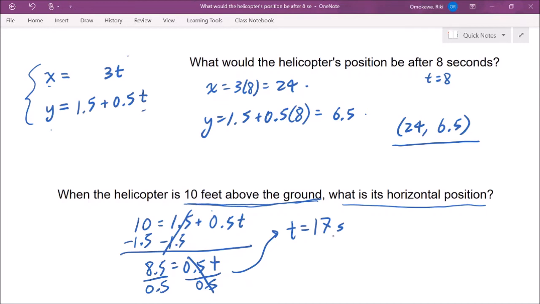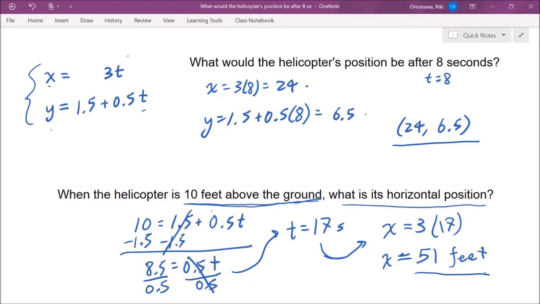And so at that time, when t is 17 and y is 10, what is x? So now we can plug this t value into our equation for x. x equals 3t, but t is 17. And so we get x is 51. And you know, this is representing some real world situation, so don't forget the units. x is 51. What is the units? That's 51 feet, right? And so again, we've calculated a horizontal position for the helicopter, an x value given a y value.